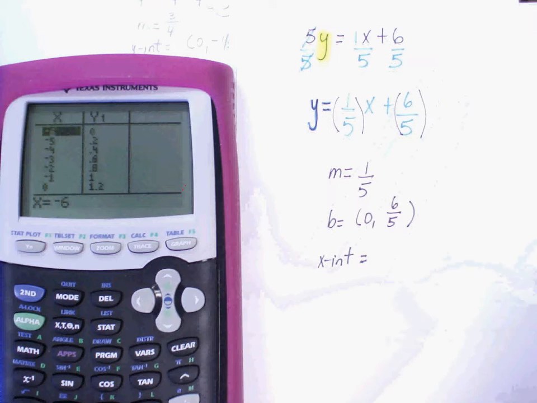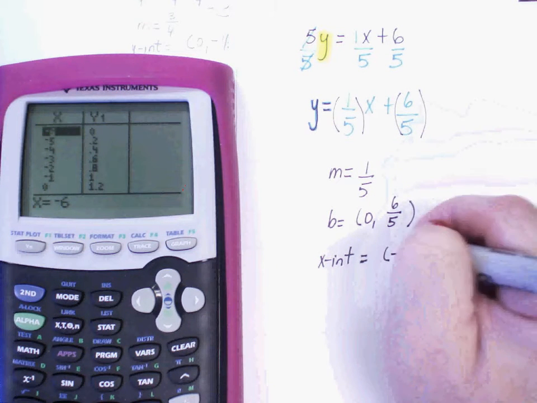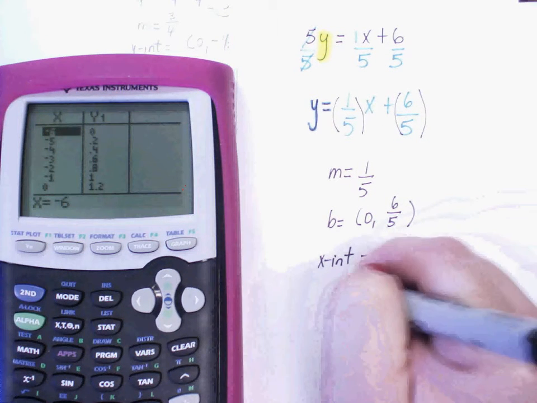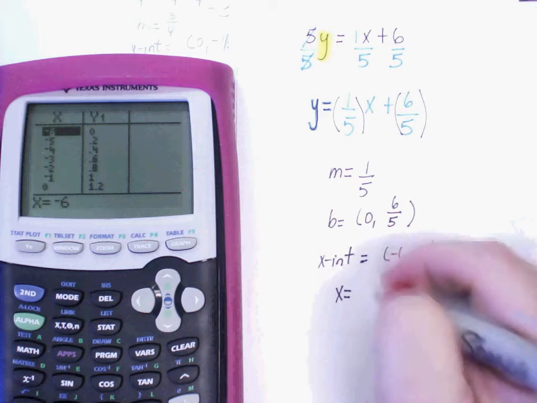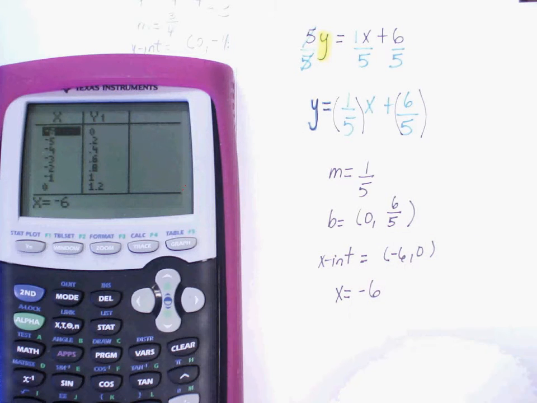All right, so -6 and 0. And what is my 0? X equals what? What is the 0 of the function? Thank you. -6. Very good. Next one.